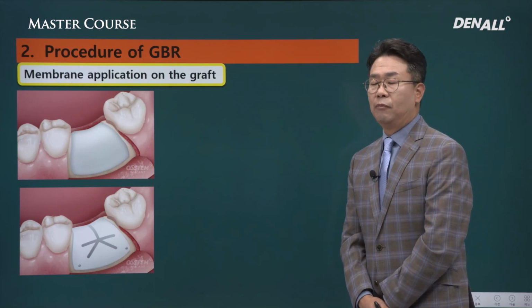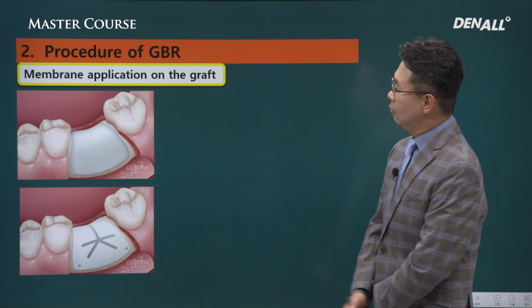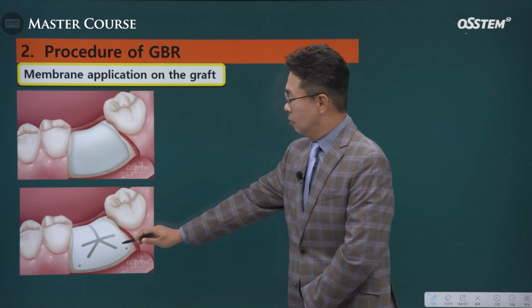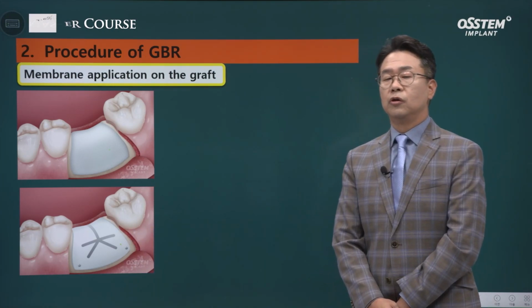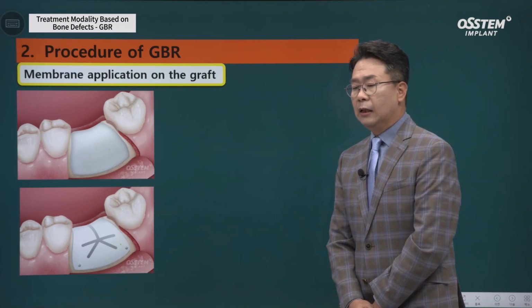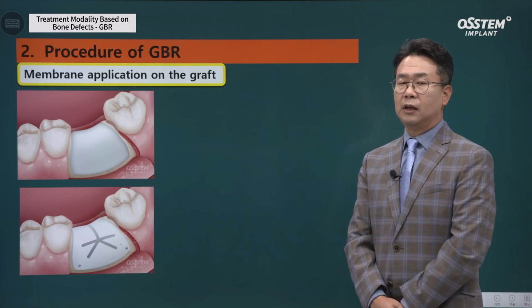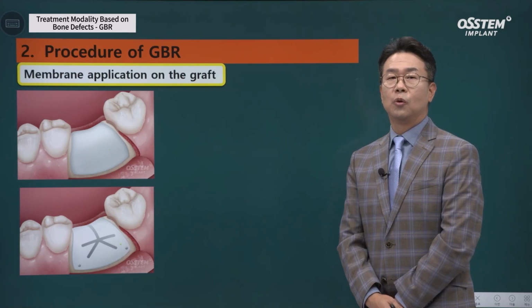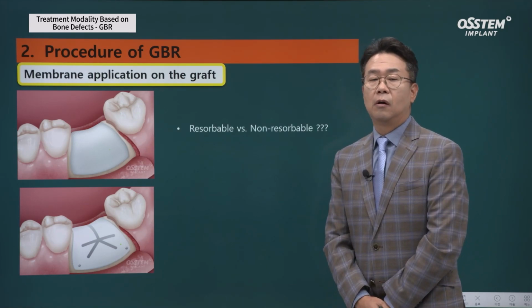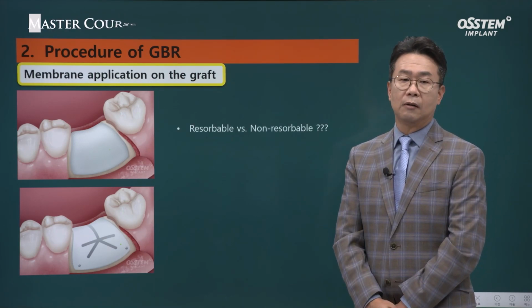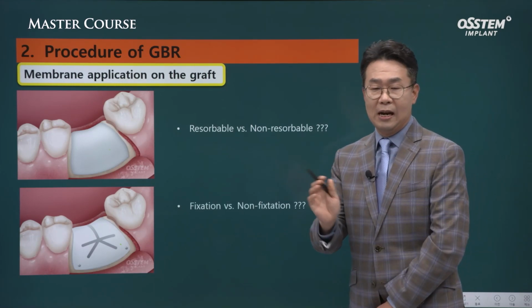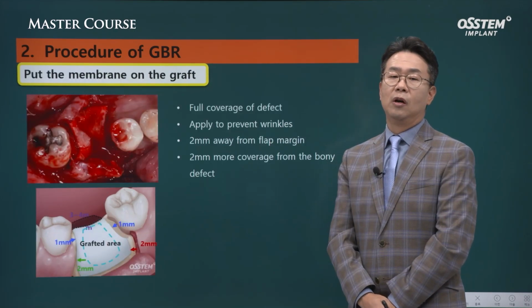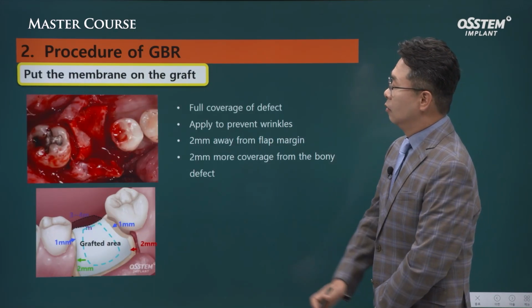After bone graft application, you have to apply the membrane. You can choose resorbable, non-resorbable membranes. The criteria in terms of how to choose between the two options is explained in a different lecture. You need to determine whether you're going to use a resorbable or non-resorbable and whether you're going to fixate the membrane or not.